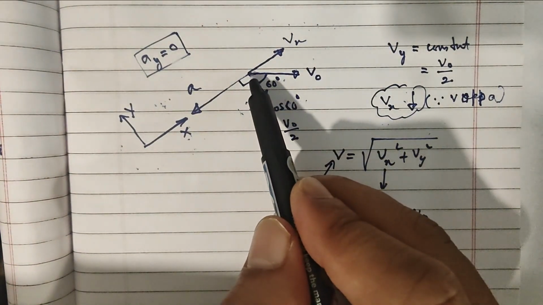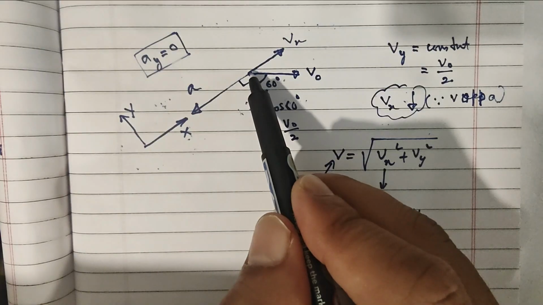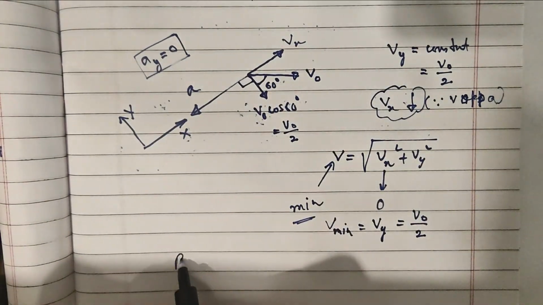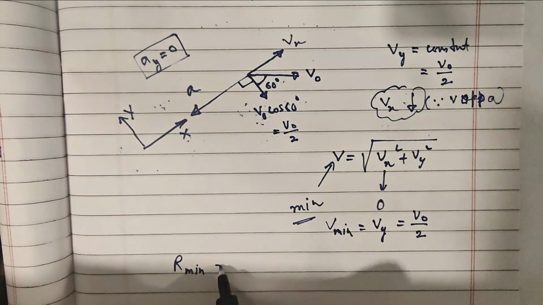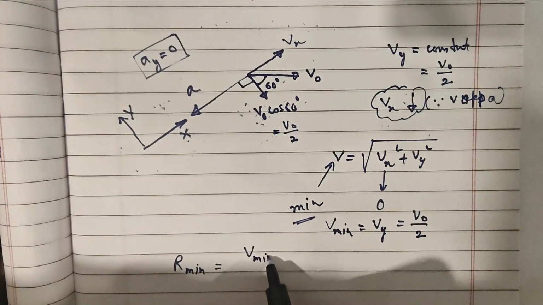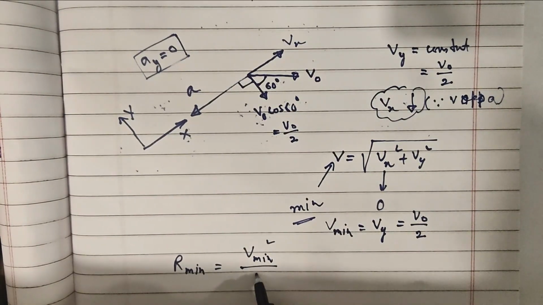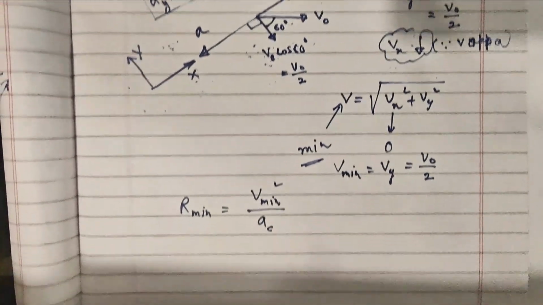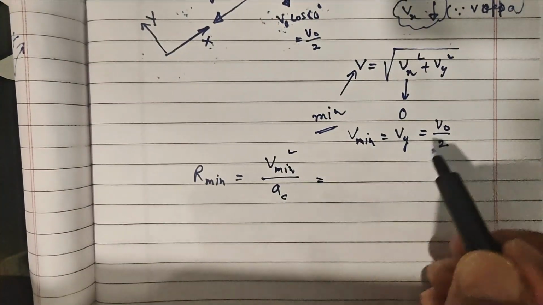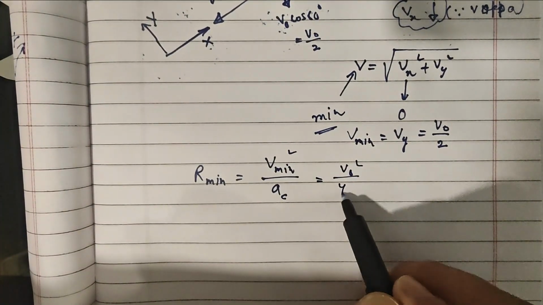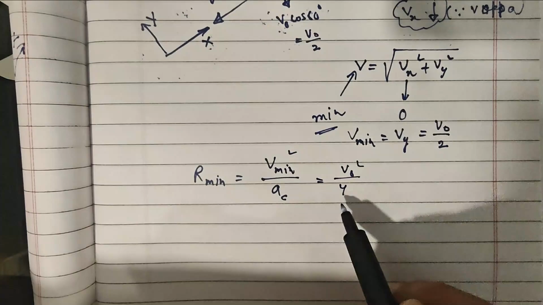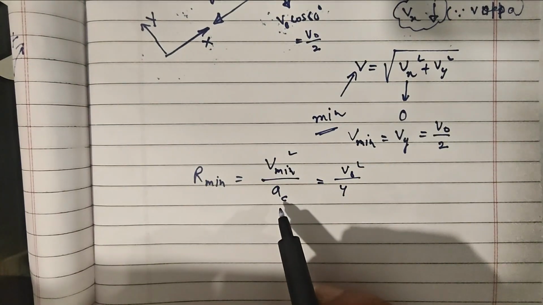So if they ask what is the minimum value of the radius of curvature, then that will be v minimum square by centripetal acceleration, isn't it? And v minimum square means how much? V naught square by 4. Substitute this here. And centripetal acceleration will be what?